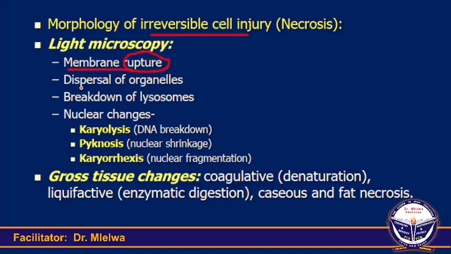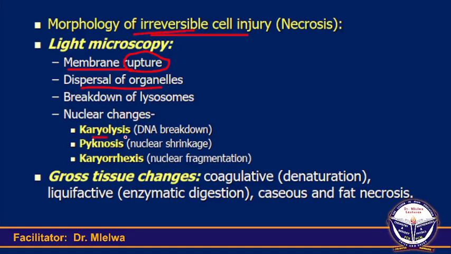And then we have dispersal of organelles. Because the membrane ruptures, the organelles disperse, because this is an animal cell and it doesn't have a cell wall. After that, breakdown of lysosomes. The lysosomes tend to break down, and when they break down, that means they release the enzymes to the different components of the cell. And finally, these different components of the cell get digested by the enzymes which were stored in the lysosome.